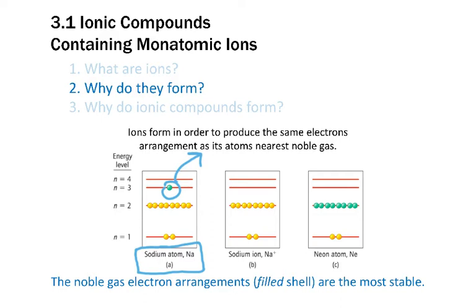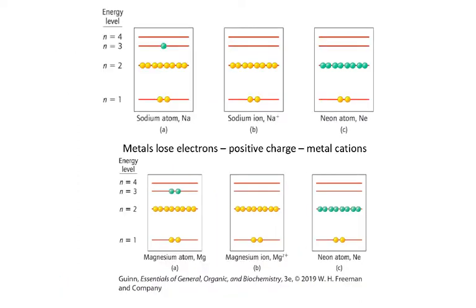So sodium, if it loses that one electron for whatever reason, what's left over is sodium plus, the sodium ion, and we see that one valence electron is gone, and what's left is just complete shells of 1 and 2, which looks electronically identical to neon, which is a noble gas. It's a filled shell arrangement. So metals tend to lose electrons, which results in the positive charge in the cations.